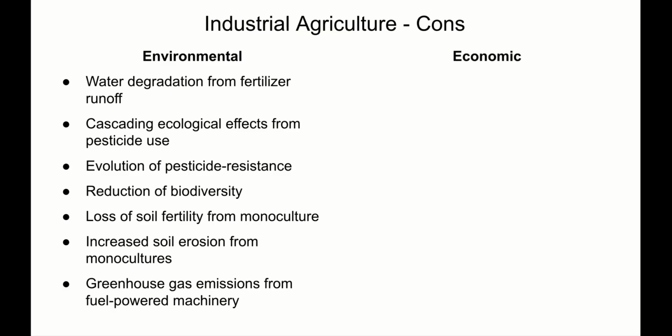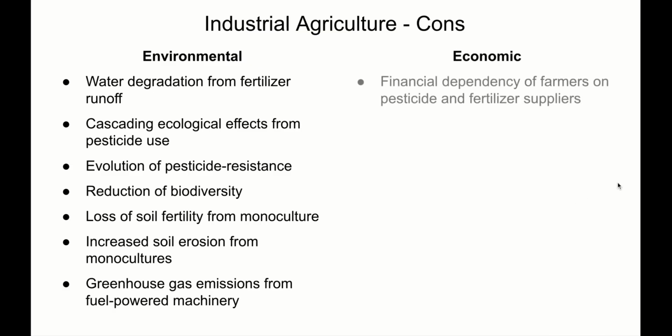What about economic cons of industrial agriculture? A lot of industrial agriculture creates a financial dependency of farmers on pesticide and fertilizer supplies. Farmers become dependent on fertilizer in order to grow their crops. They become dependent on more and more and more pesticides as the pesticides become less and less effective. And eventually this becomes that ever-widening money pit.